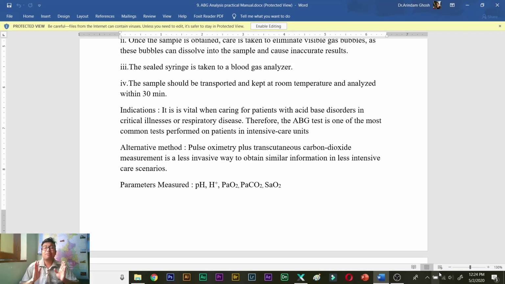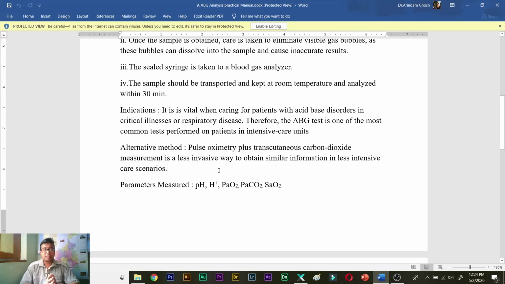Very rarely, an examiner might ask you what the alternative method of doing this is, because this is an invasive method. Invasive method means we are puncturing the skin. Anything that breaches the skin is an invasive method. So a surgery is an invasive method, but an ultrasonography where the probe is just put on your skin, the skin is not punctured, is a non-invasive method. Even an endoscopy where it is put inside the oral cavity is an invasive method because a body cavity is breached. So the non-invasive method for blood gas analysis is pulse oximetry with transcutaneous carbon dioxide measurement.